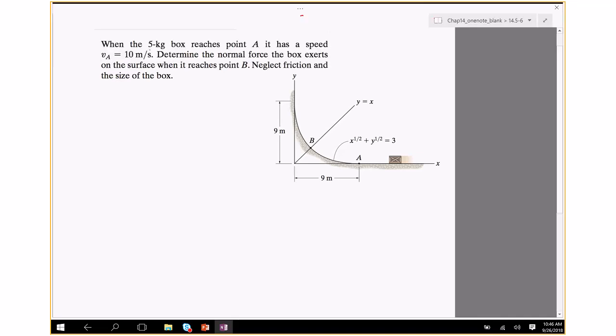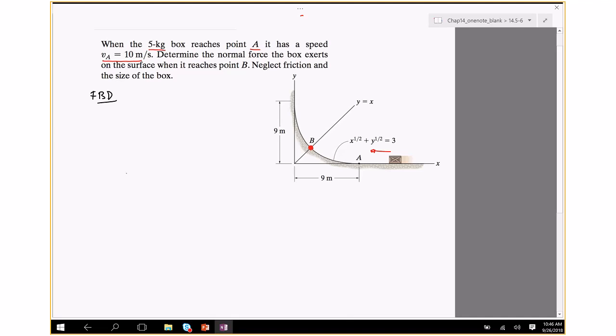When the 5 kg box reaches point A, the box is moving to the left. Velocity at A is 10 meters per second. Determine the normal force the box exerts on the surface when it reaches point B. Neglect the friction and size of the ball. So this is very much in the flavor of the pendulum problem I did, where the force is asked.